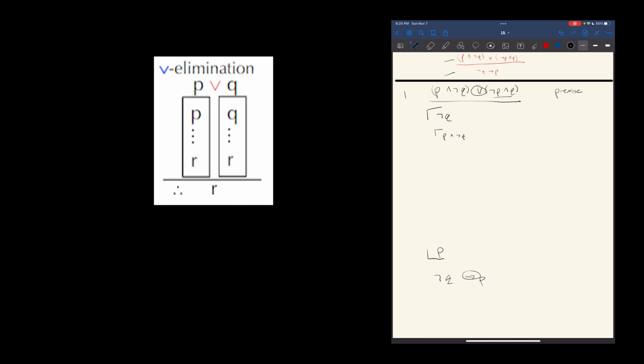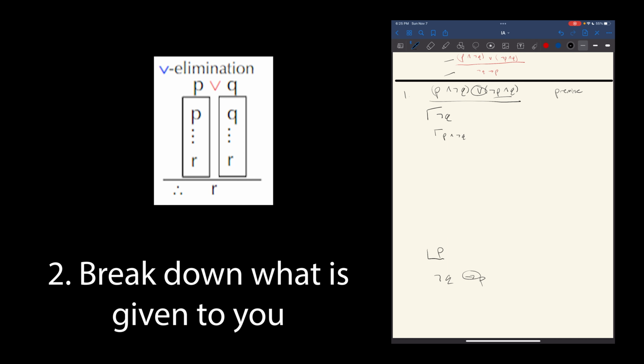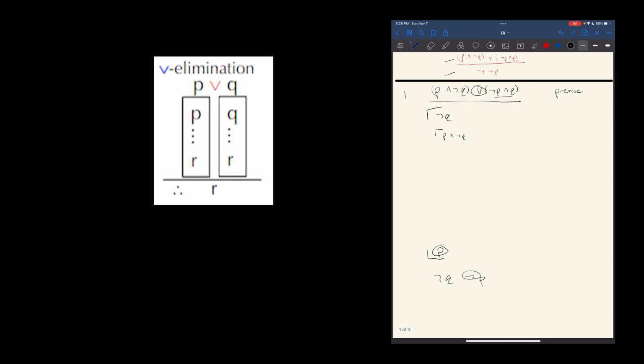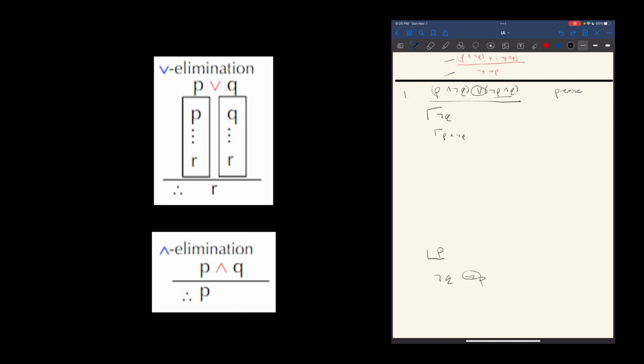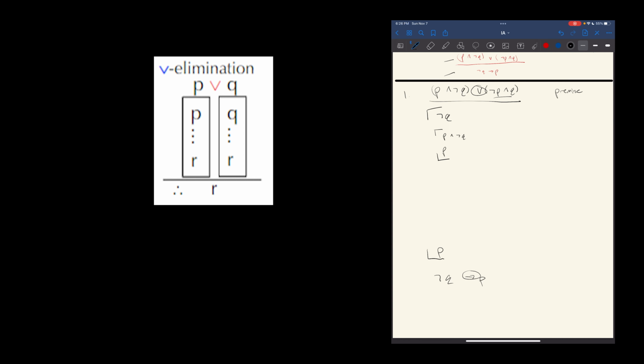Now, let's apply the second big idea again and break down this original premise further to get us closer to what we want, which is to conclude P. And that would be pretty straightforward. We can just do another AND elimination and conclude P right there. So now that we've done half of our OR elimination, let's look at the other half.